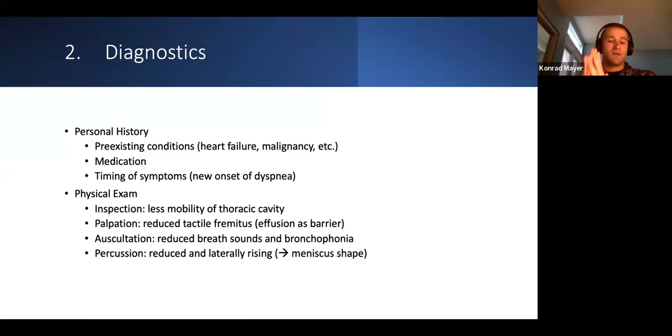You hear and feel less with pleural effusion. And a very important characteristic of a pleural effusion is the meniscus shape of the hyporesonance when percussing. So it is reduced and laterally rising, like a meniscus. Later on, I have a picture of a meniscus so you see what I mean. Actually, we'll just go to the next slide right now because I have a picture right there.